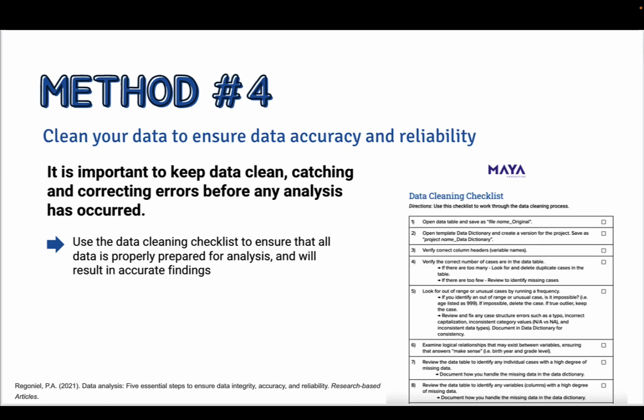The fourth method to ensure data integrity is to clean your data. This shouldn't be a surprise, as the importance of cleaning your data has been emphasized throughout this program. But it really is so important. This is because inaccurate and unreliable data lead to spurious or wrong conclusions. If you inadvertently input an error, an output still comes out, it's just not valid. Keeping data clean requires catching and correcting errors early on and consistently. Use the data cleaning checklist to ensure that all your data is properly prepared for analysis and will therefore result in accurate findings. The checklist provides an overview of the steps to take when cleaning a data set.